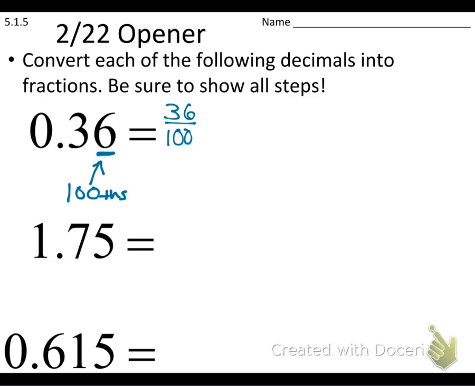Then simplify or reduce, right? So we know it can always be reduced by either 2 or 5, if it can be reduced. Does 5 go into 36? No, 2 does. So I'm going to divide the top and bottom by 2. Do this on your calculator, but you do have to show your work. So make sure that you show that you're simplifying, and it can be reduced again, right? Because these are both even numbers. So divide by 2 again. What's 18 divided by 2? 9. And 50 divided by 2? 25. Can it be reduced anymore? Nope.